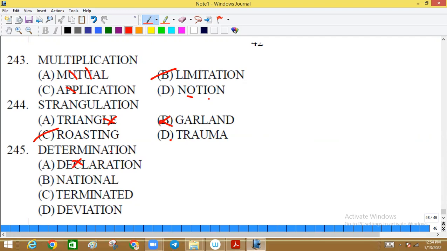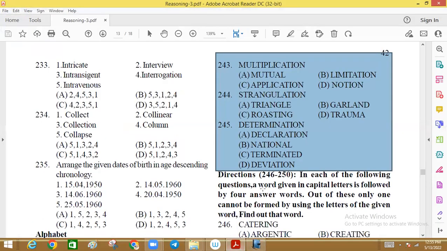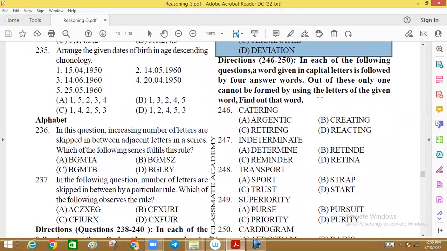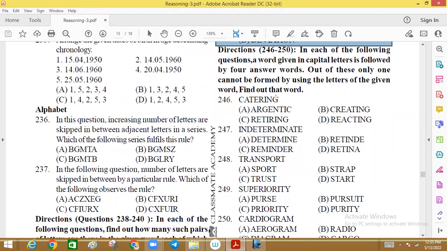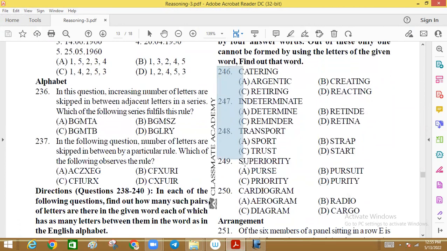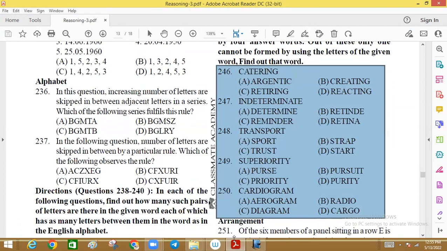NATIONAL, because only one A here, 2 A's, so not possible. TERMINATED, so obviously C is the possible one. That's it. So these are which can be formed. Next type is which cannot be formed. Out of these, only one cannot be formed using the letters of the given word. Now you tell me which can be formed and which cannot be formed.